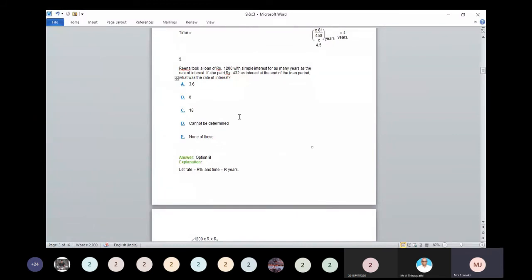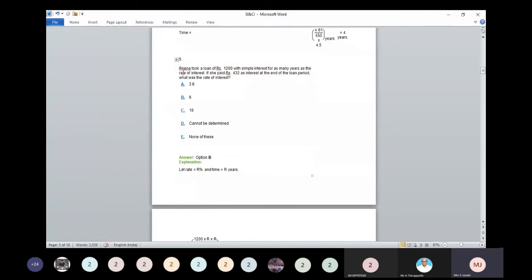Arena took a loan of rupees 1,200 with a simple interest for as many years as the rate of interest. If she paid rupees 432 as the interest at the end of the loan period, what was the rate of the interest?